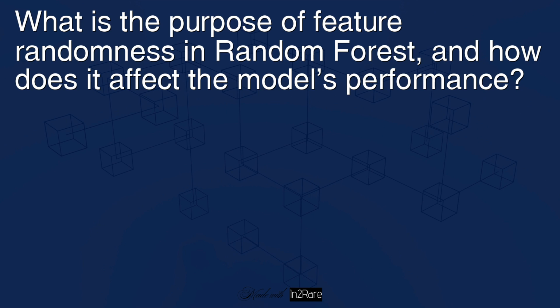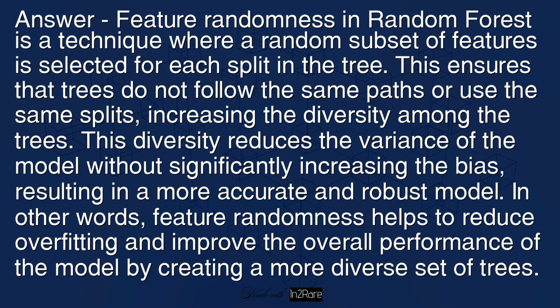What is the purpose of feature randomness in random forest, and how does it affect the model's performance? Answer: feature randomness in random forest is a technique where a random subset of features is selected for each split in the tree. This ensures that trees do not follow the same paths or use the same splits, increasing the diversity among the trees. This diversity reduces the variance of the model without significantly increasing the bias, resulting in a more accurate and robust model. In other words, feature randomness helps to reduce overfitting and improve the overall performance of the model by creating a more diverse set of trees.